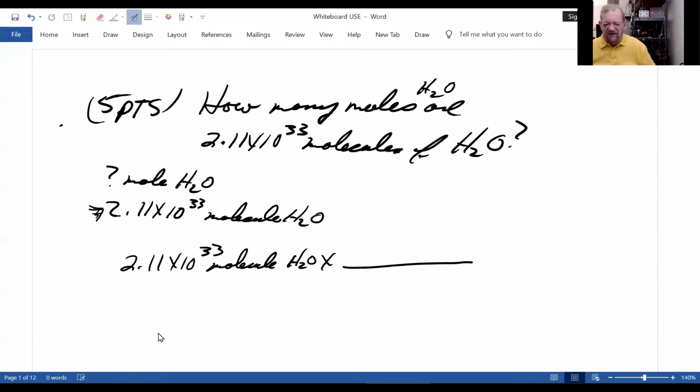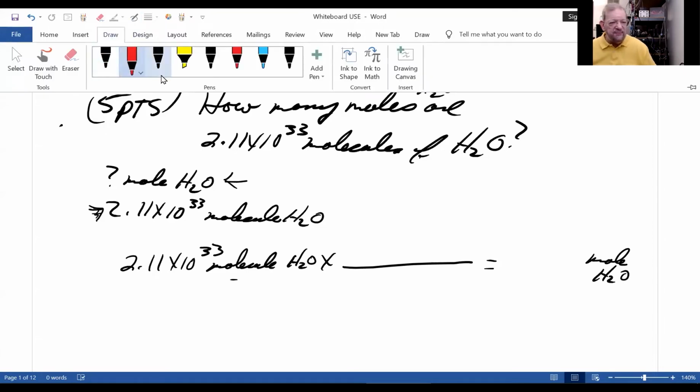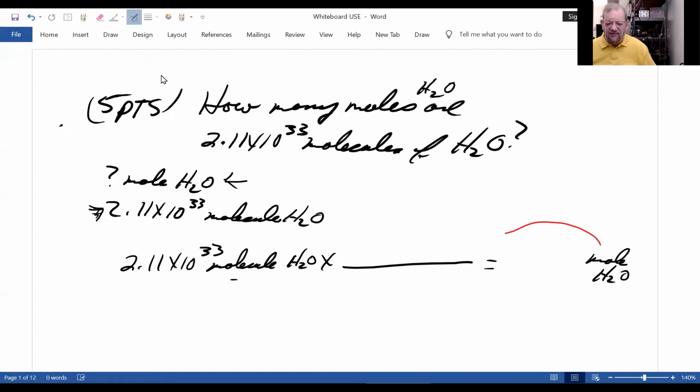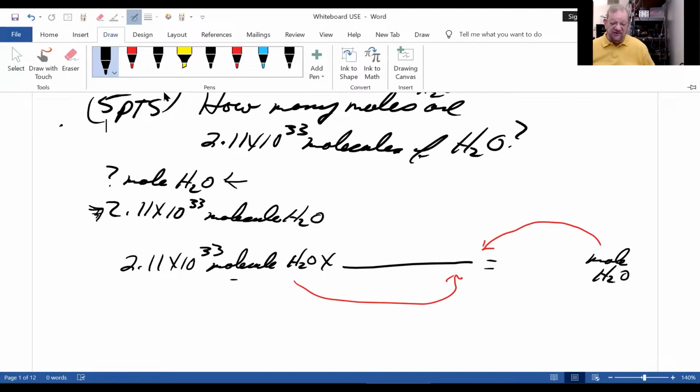And if there was some magic ratio that I could multiply this number by, what units do I want my answer in? Well, I took the time to figure that out. It's right here, moles water. And now how do you use unit analysis? Whatever you're trying to get to goes on top of the ratio. Whatever units you're trying to get rid of go underneath on the bottom, otherwise known as the denominator.